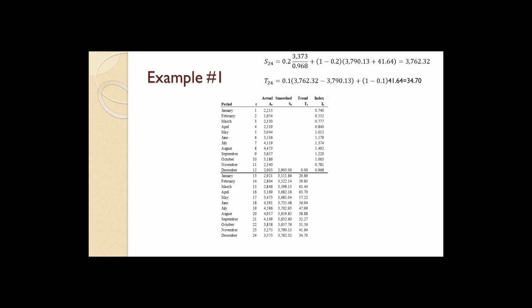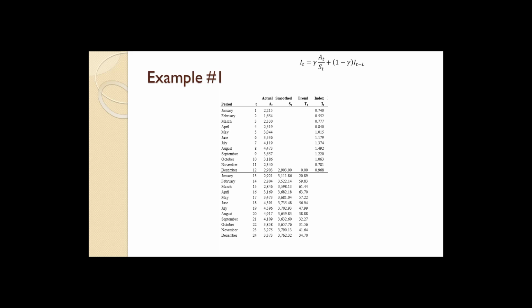3,762.32. And for T sub t, 0.1 times 3,762.32 minus 3,790.13 plus 1 minus 0.1 times 41.64 equals 34.70. This completes the calculation of the smooth values. Unlike simple exponential smoothing, we will not be going one period into the future.